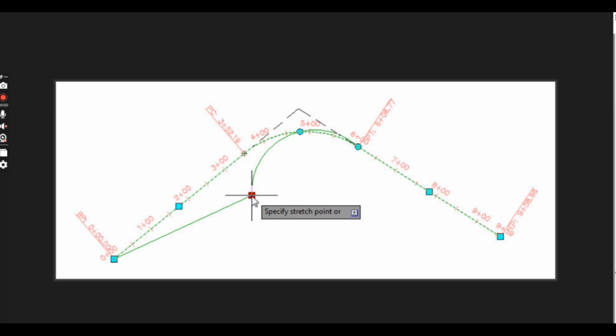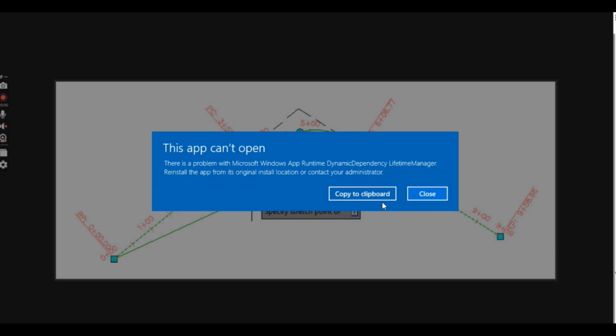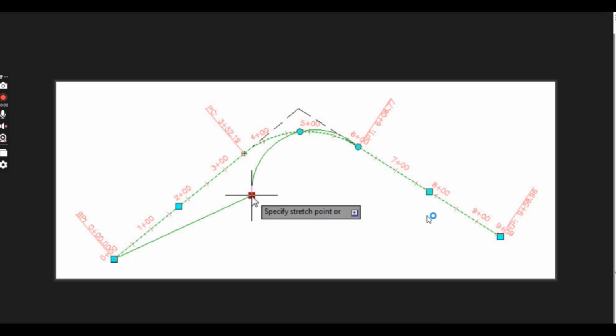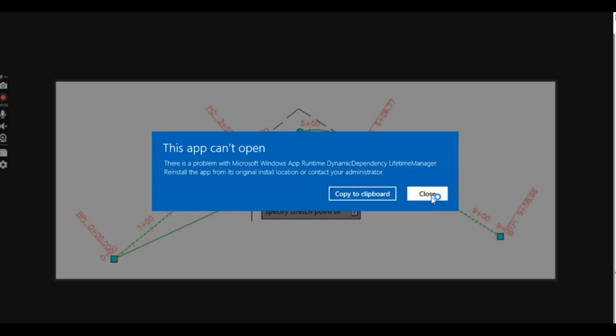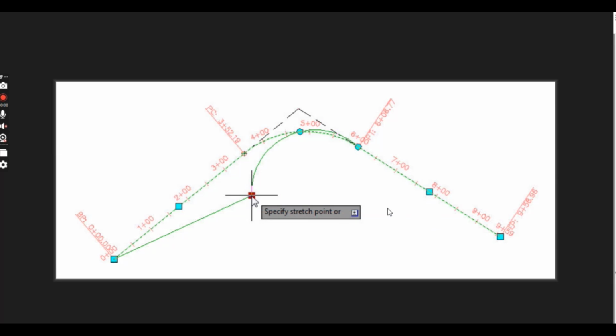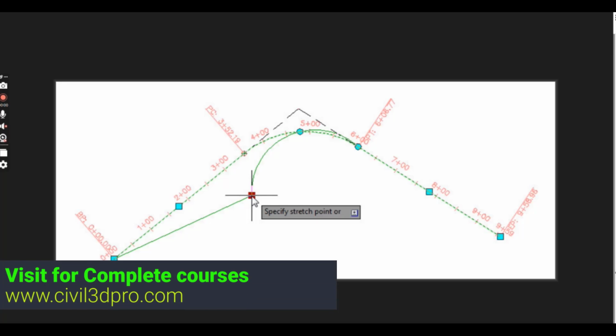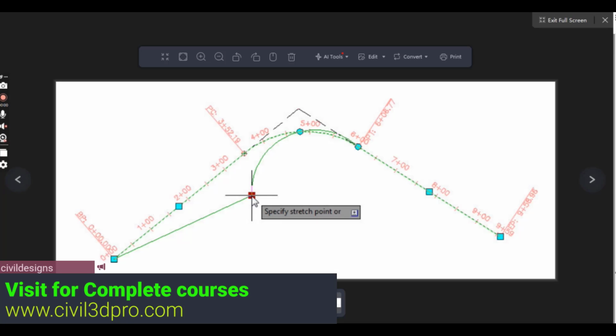Hi students, as we are exploring alignments, in this exercise we will discuss alignment types and alignment entities in Civil 3D. Civil 3D recognizes 5 types of alignments. The first one, centerline alignment, the second, offset alignment, the third, curve return alignments, and fourth, rail alignments. Then we have miscellaneous alignments as number 5.